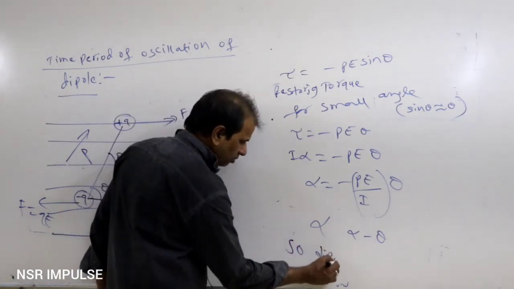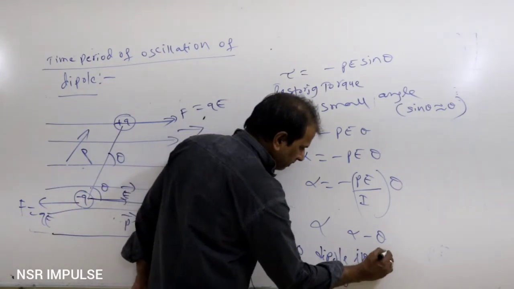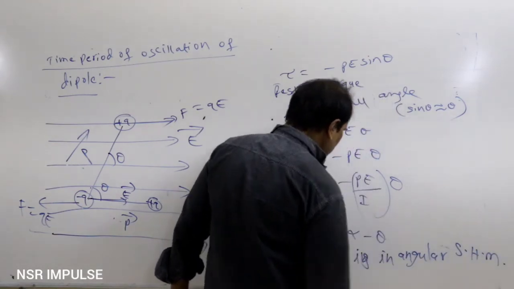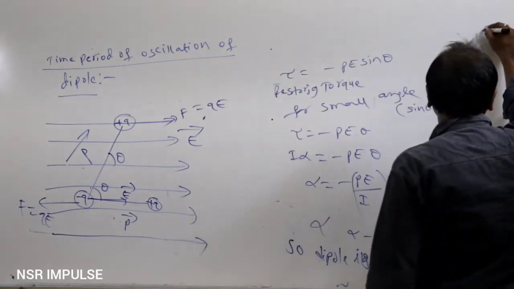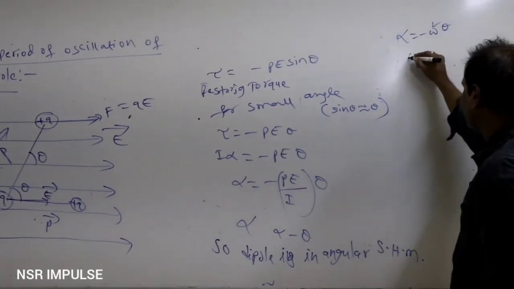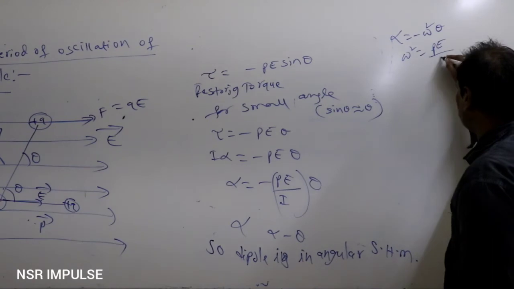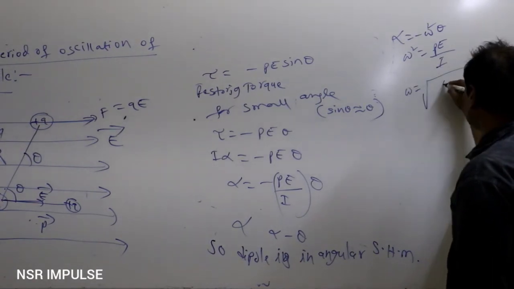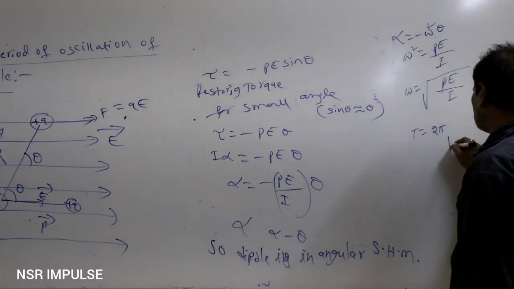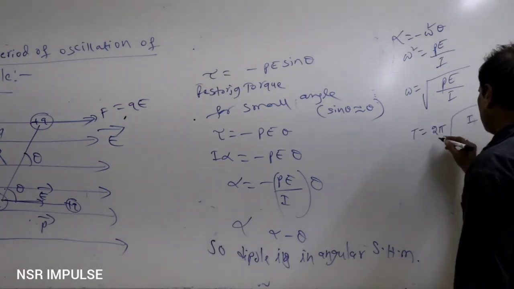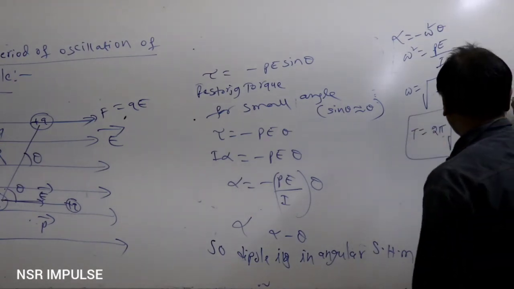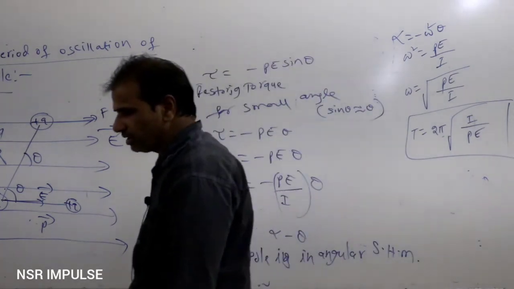So the dipole is in angular SHM. In standard angular SHM, you can compare the formula with minus omega square theta, and comparing, omega square is equal to PE by I, so omega is equal to root of PE by I. Time period of oscillation is 2 pi by omega, which means 2 pi into under root of I by PE. This is the time period of oscillation of the dipole.